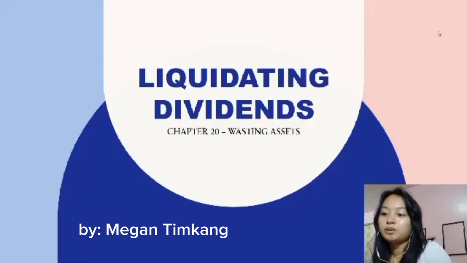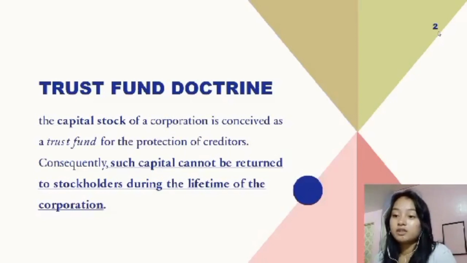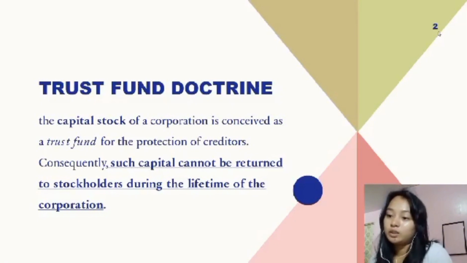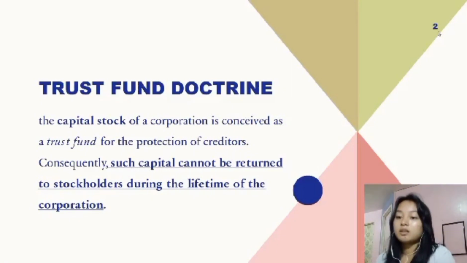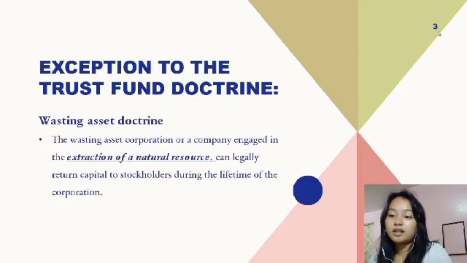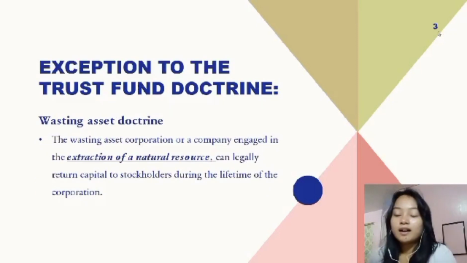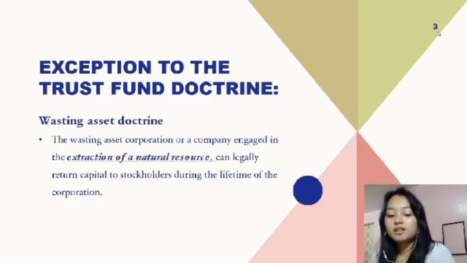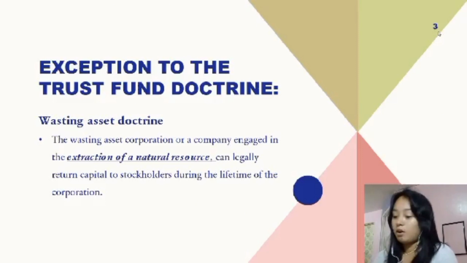Liquidating dividends, Chapter 20, Wasting Assets. Under the trust fund doctrine, the capital stock of a corporation is conceived as a trust fund for the protection of creditors. So consequently, capital cannot be returned to stockholders during the lifetime of the corporation. There is an exception to that doctrine, the wasting asset doctrine. Under this doctrine, a wasting asset corporation, or a company engaged in the extraction of a natural resource, can legally return the capital to the stockholders during the lifetime of the corporation.